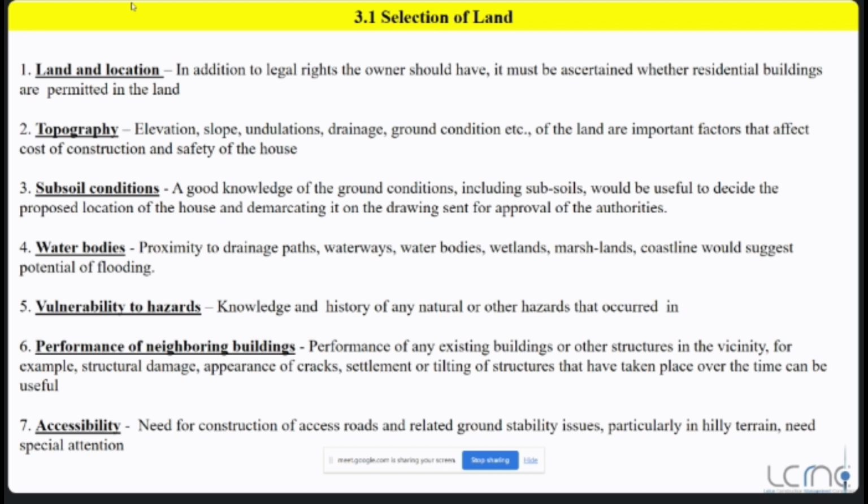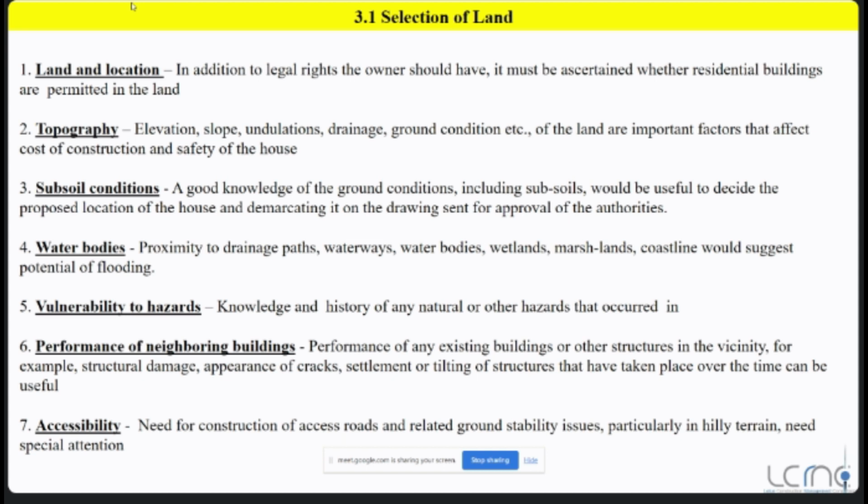In the coastline areas, if you want to construct a house or any structure, there will be some different strategies you need to adopt when you are constructing. Wetlands and marshy lands: if you consider the marshy land, the peat soil, the soil bearing capacity of peat soil itself is null.